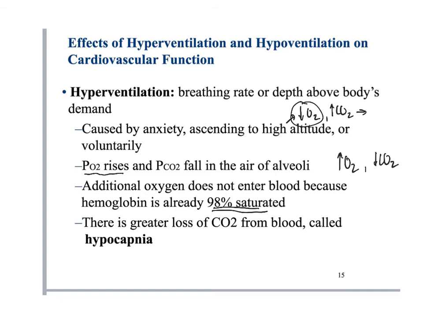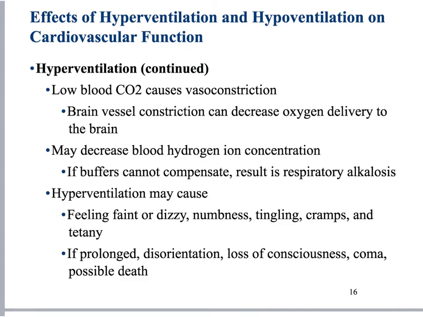So you have this movement of air, but the oxygen's not diffusing and not being loaded, but at the same time CO2 is being unloaded. And so you get this greater loss of CO2 from the blood, which is called hypocapnia. That can lead to increased blood pH and other things. It also causes vasoconstriction. Blood vessels decrease in diameter and can actually decrease the oxygen delivery to the brain.